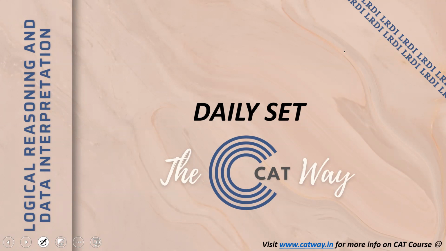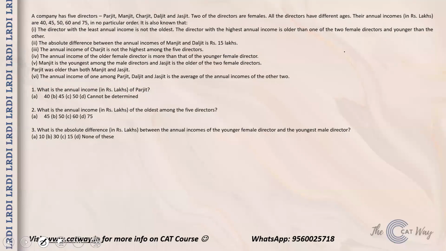Now moving on to the set that we have. It says that a company has 5 directors, Prajit, Manjit, Charjit, Diljit and Jasjit. Now two of the directors are female. So that means we have 3 male and 2 female directors.